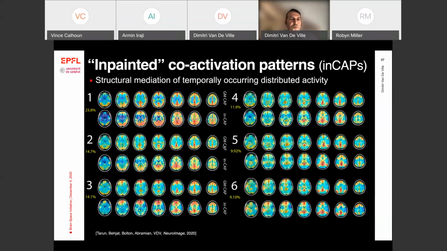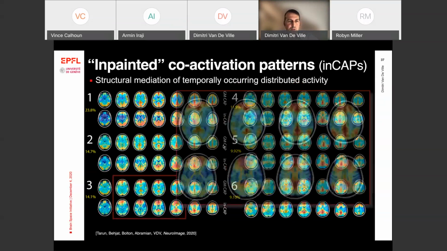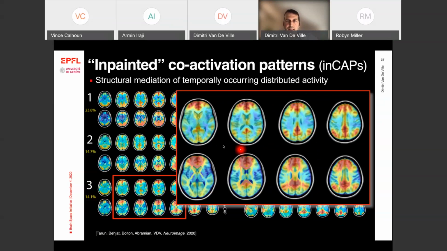You can also look further into more dynamics by, instead of looking at the PCC seed connectivity map, doing a PCC CAPs approach. If you apply this to inpainted data, you get what I call InCAPs, which show you for each CAP that is occurring how the white matter is mediating the distributed gray matter activity that we observe. And here is just a little zoom of one CAP where you can see that indeed, again, many tracts are supporting the gray matter pattern that we see.